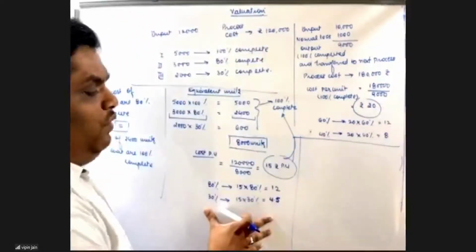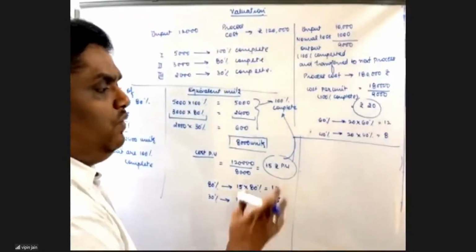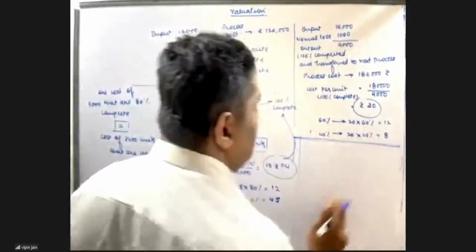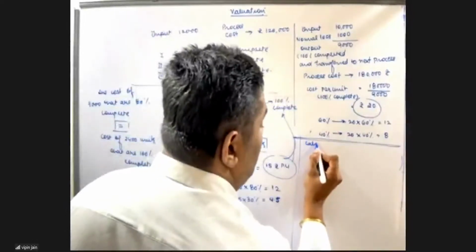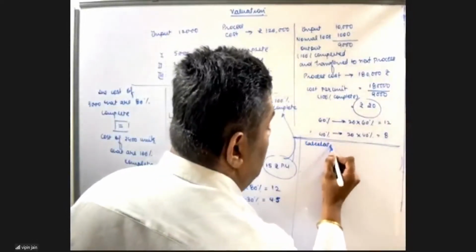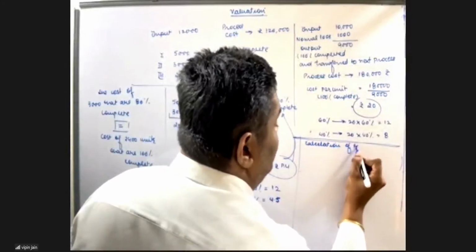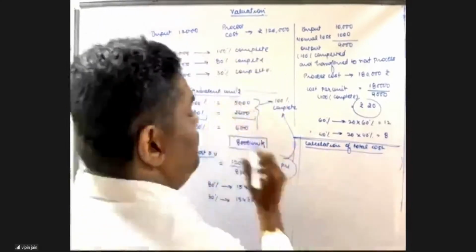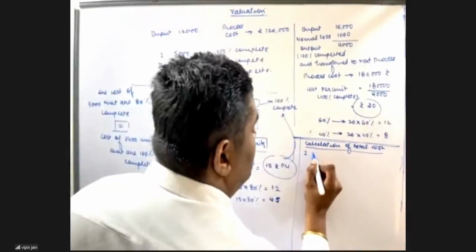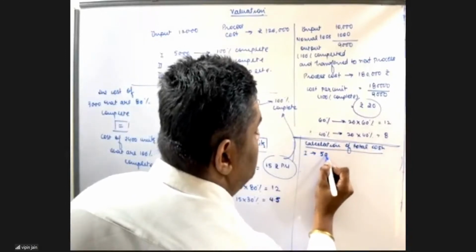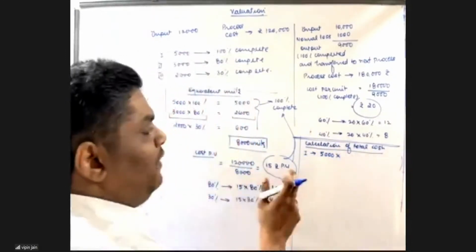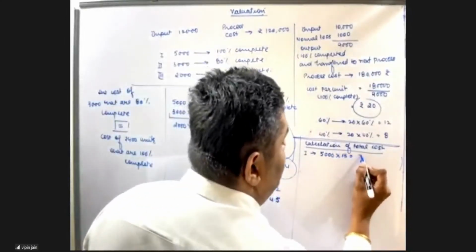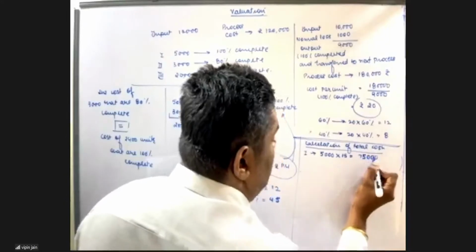So now since we have calculated the cost per unit, we can easily calculate the cost of all the categories of output. So herein, calculation of total cost. So for first category, that is 5,000 units, the cost for 100% completed unit is 15. So 5,000 into 15, that is 75,000.